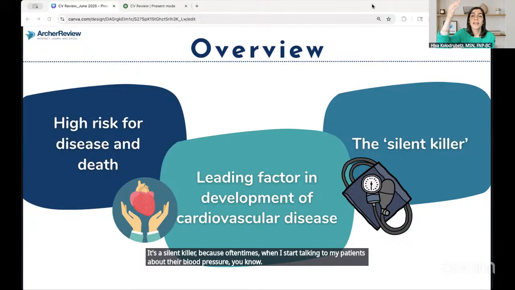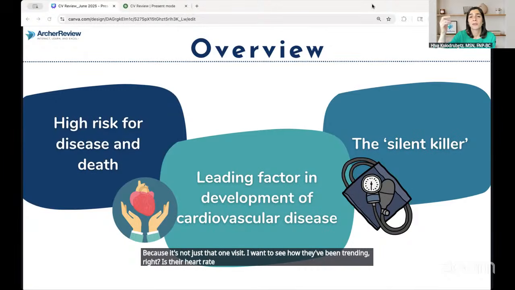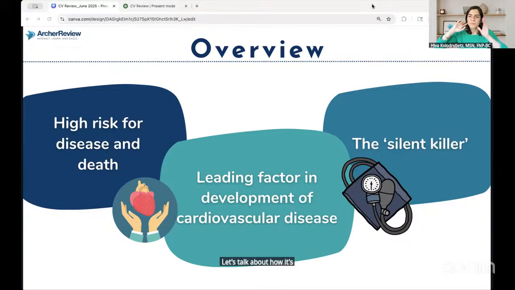you can look at historic vital signs when patients come in. And I always like to do that because it's not just that one visit. I want to see how they've been trending, right? Is their heart rate high? Is their blood pressure always high? Let's talk about how it's trending. And when you're diagnosing, you can use those trends to diagnose, right?